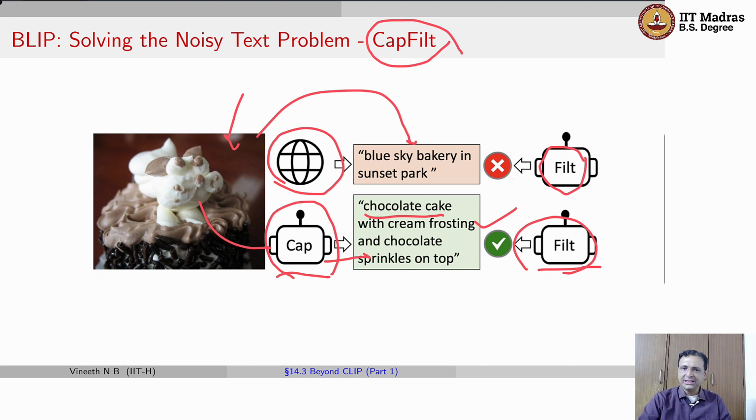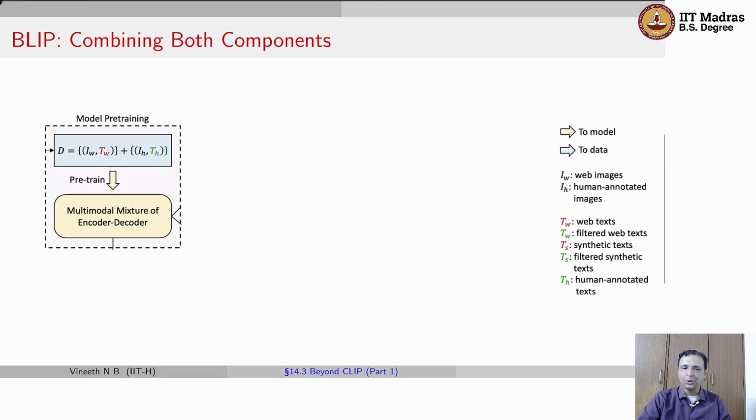Now let's see how these captioning modules and filtering modules are actually constructed. So they first take a dataset which is web scraped and a dataset which is human annotated. IW and IH correspond to image text pairs which are web scraped, and image text pairs which are human annotated. This is used to train their model, which is called MED or multimodal encoder decoder. That's what is trained using this initial data.